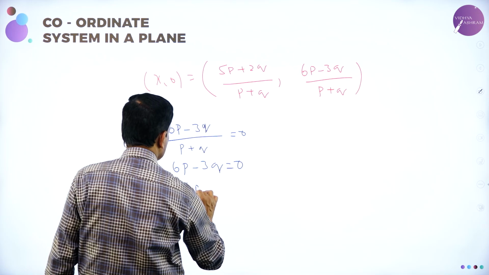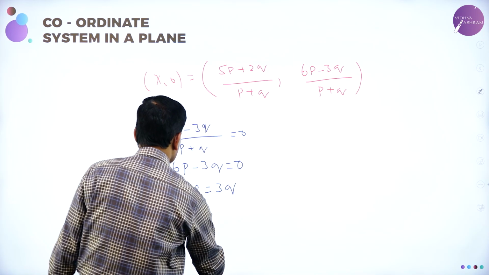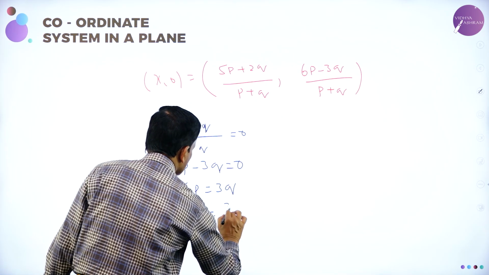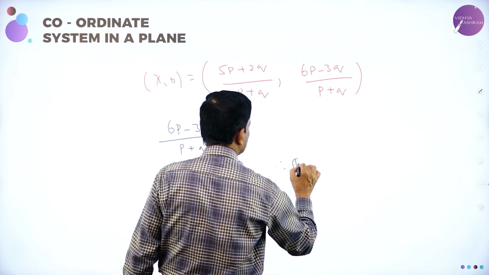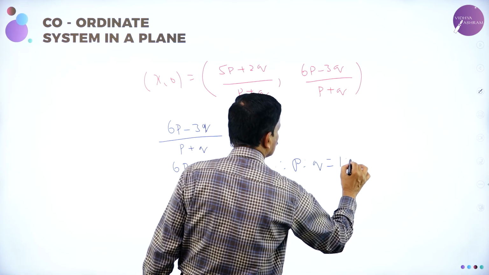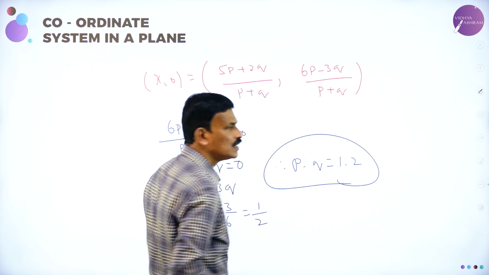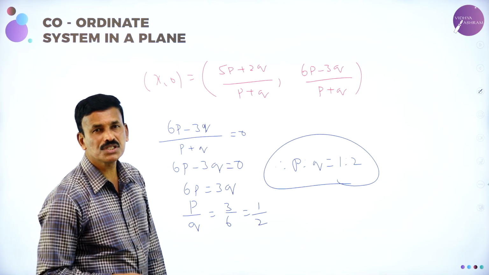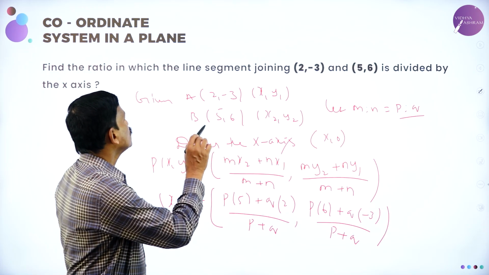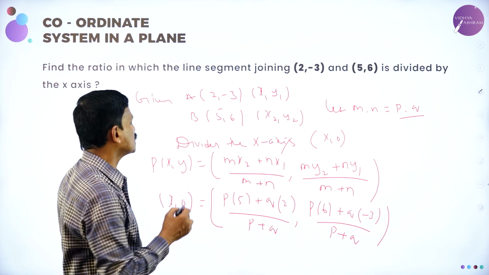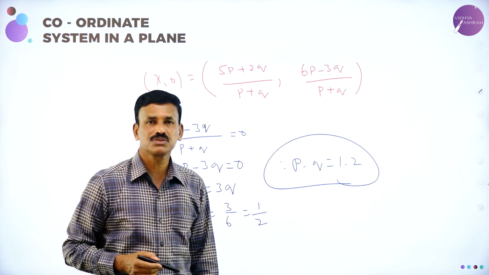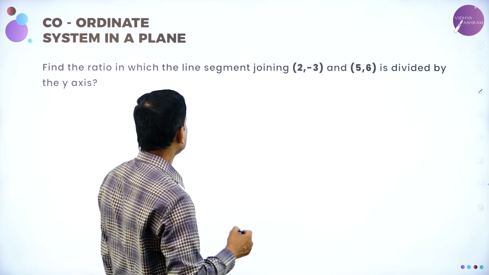So 6p is equal to 3q. So here p by q is equal to 3 by 6, that's equal to 1 by 2. So therefore the ratio p is to q is equal to 1 is to 2. The required ratio is 1 is to 2. So here the point 2 comma minus 5 and 5 comma 6 divides the x-axis in the ratio 1 is to 2. That's it.